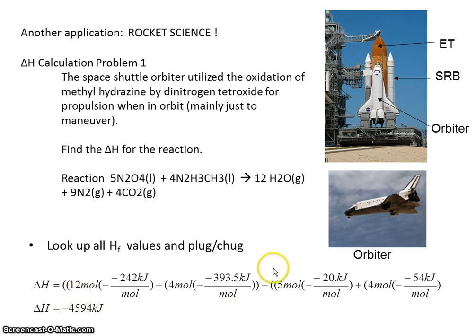So at some point, some chemists at NASA or a contractor to NASA developed the thrusters and had to come up with a chemical reaction that would be efficient and provide the energy for maneuvering the space shuttle orbiter.